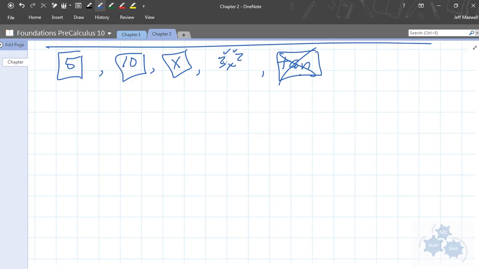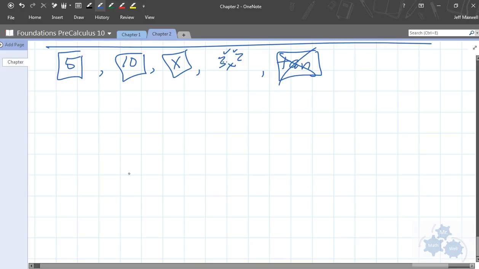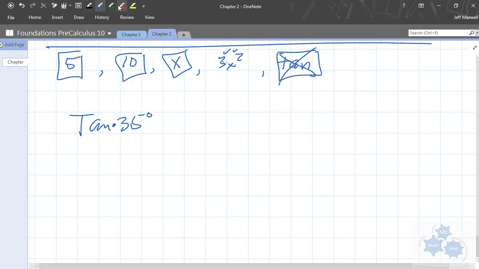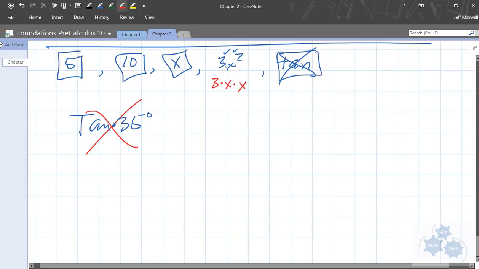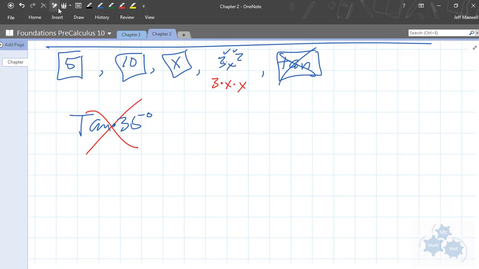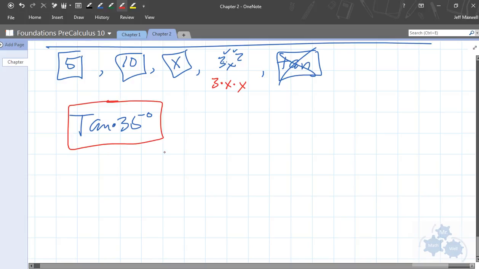And what it means is that for that angle, there is a ratio of the opposite side to the adjacent side. So if you have tan of 35 degrees, this is not tan times 35, okay? It's not like 3 times x times x. This is not tan times 35. This is all one unit. Okay, it's all one entity on its own. This is tangent of 35.